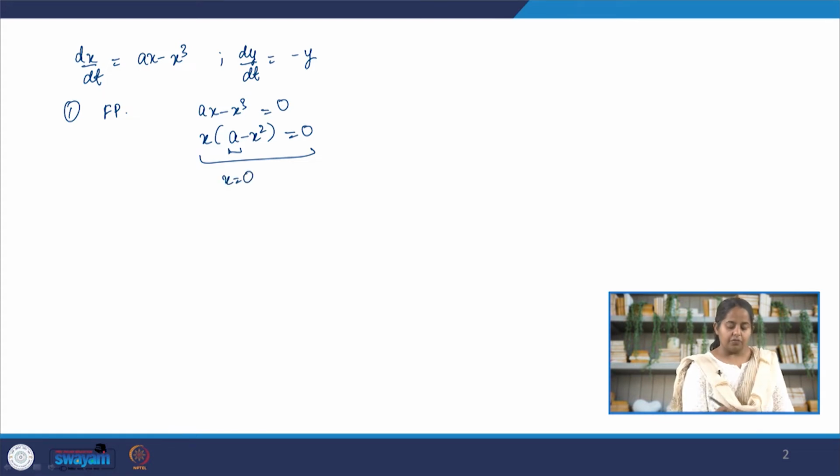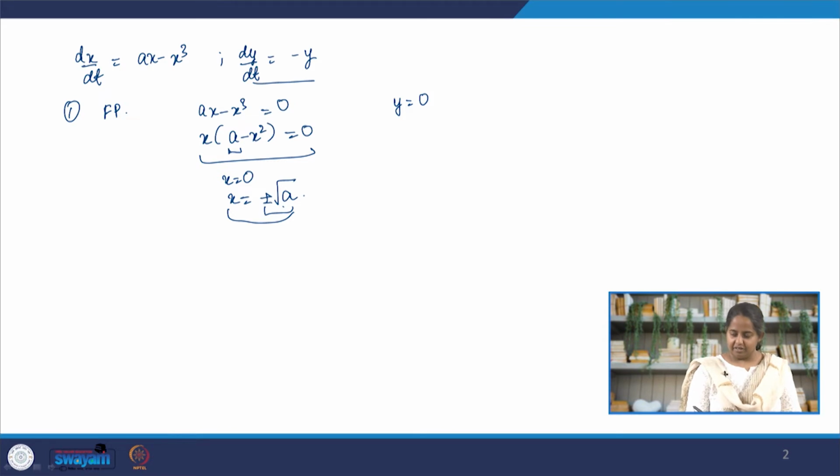x equal to 0 is always going to be one of the fixed points. The other ones we are going to get are x = plus minus root a. Now, if a is positive, we will have 3 fixed points. If a is 0, the fixed point apart from x equal to 0 will be non-existent, and then we will have only 1 fixed point in total. If we look at our second equation, dy/dt = -y, it is always going to be 0 at y = 0. So, let us start with the simplest situation, when a is less than 0.